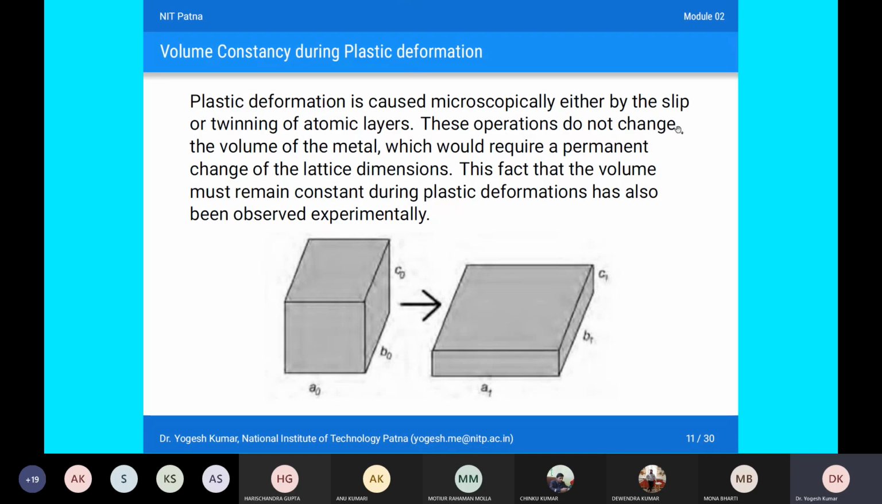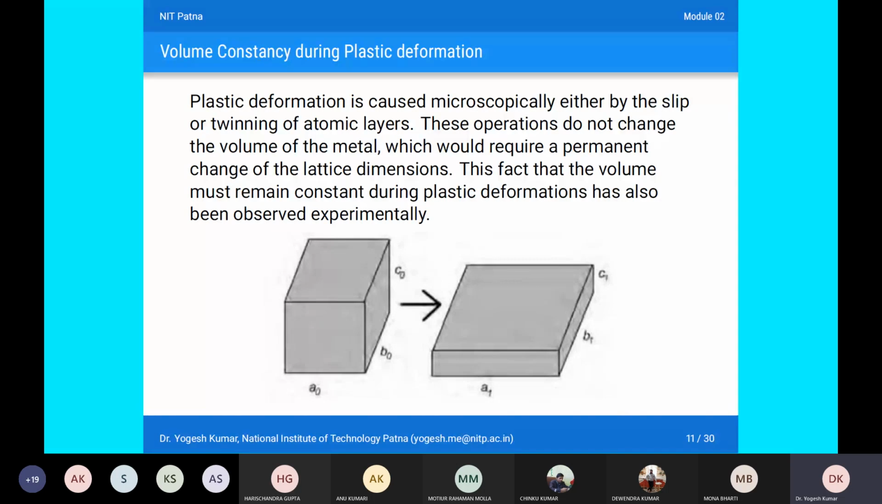These operations do not change the volume of your metal, which would require a permanent change of lattice dimension. This fact that the volume must remain constant during plastic deformation has also been observed experimentally.